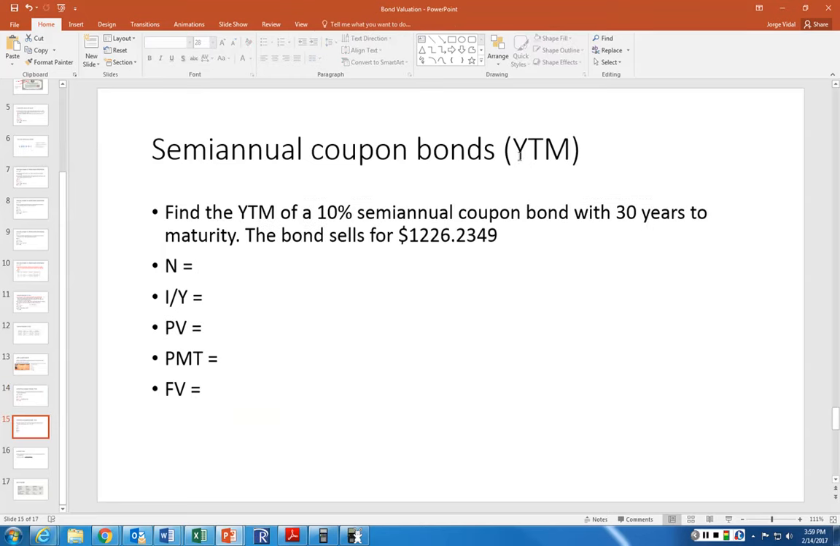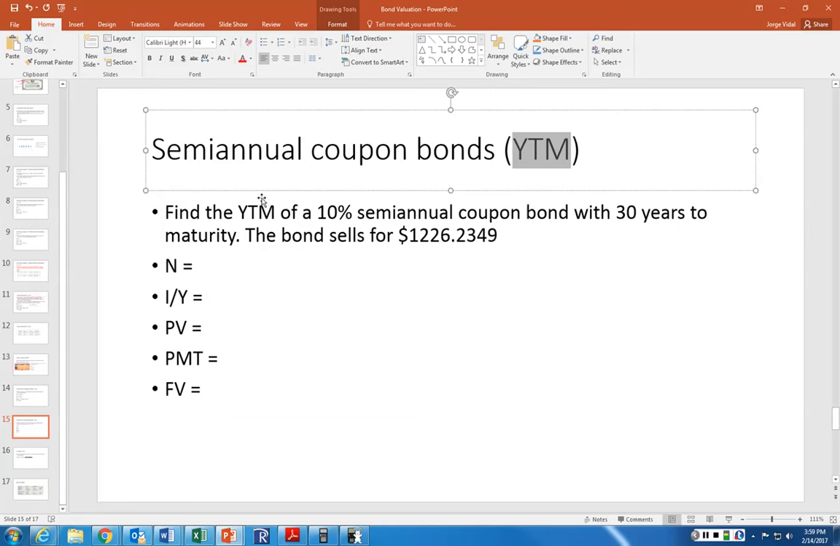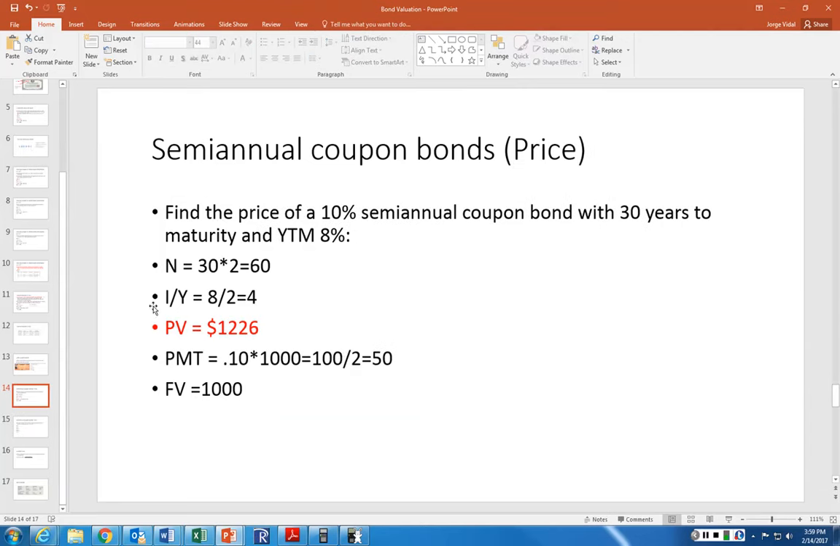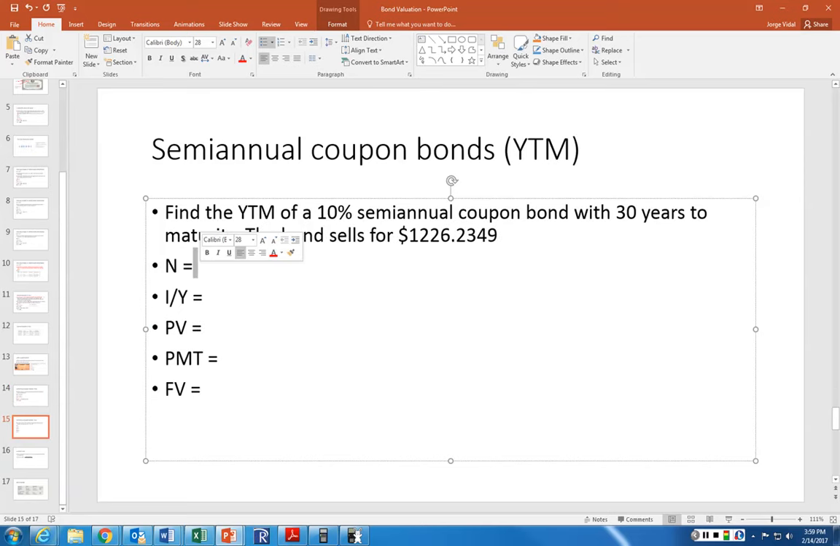Now, finding the YTM of a semi-annual bond, we didn't do this one in class. So find the YTM of a 10% semi-annual bond with 30 years. The bond sells for 1,226, which is the same bond as before, but instead of asking you for the price, I'm asking you for the YTM, which is 8%. So we know that the bond has, again, 30 years times 2 equals 60 payments. I'm looking for the YTM.